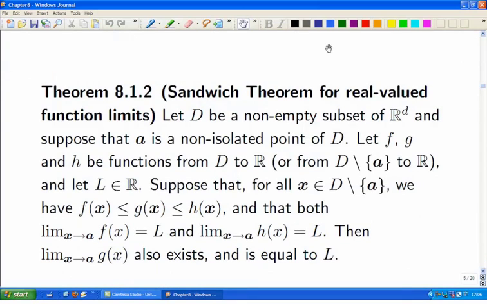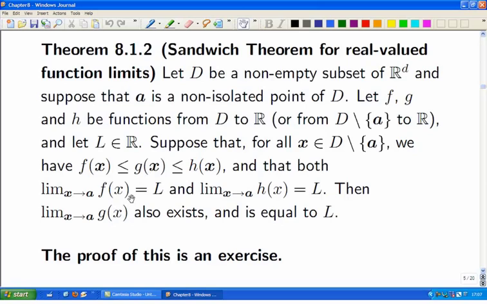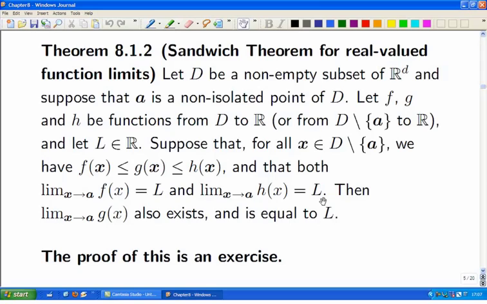You've got this non-empty subset D of R, and you've got a point a that isn't isolated in D, and you've got these three functions, and I'll draw you a little picture of this in a moment in a sort of special setting. And what you're told is that the function g has values which are sandwiched between the values taken by the functions f and h. But you're also told that f of x and h of x both have limit L as you approach the point a. The same limit. That's the same a, just like in the sandwich theorem for sequences. It's the same limit.